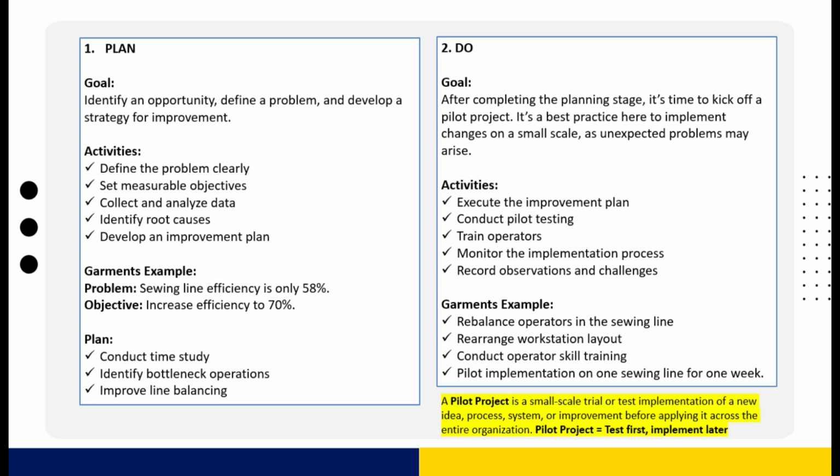throughout the entire organization. The activities in this stage include execute the improvement plan, conduct pilot testing, train operators, monitor the implementation process, record observations and any challenges. This helps identify problems before full implementation.